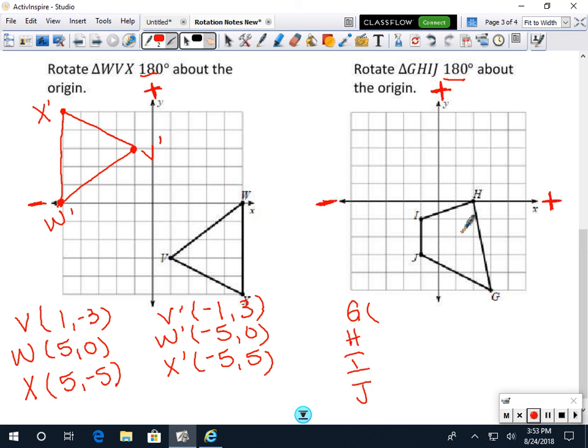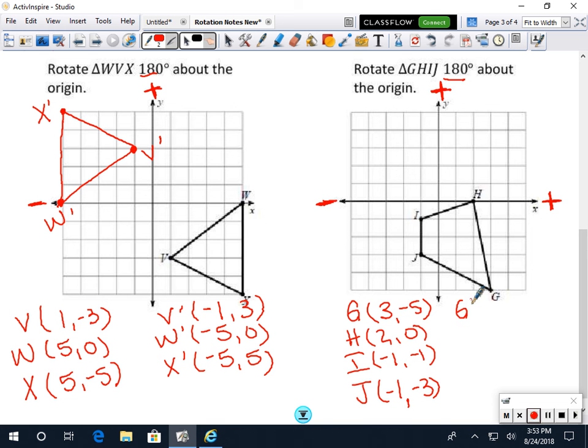G is at the point 3, negative 5. H is at the point 2, 0. I is at the point negative 1, negative 1. And J is at the point negative 1, negative 3. Okay, so again, we're visualizing where we're going to end up.